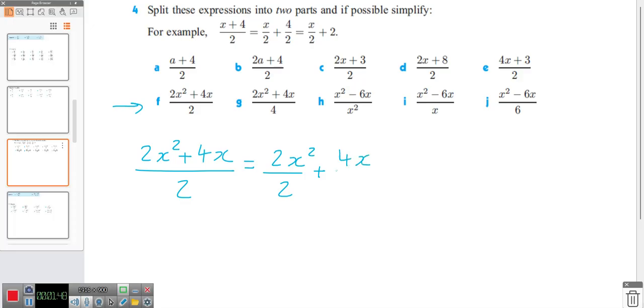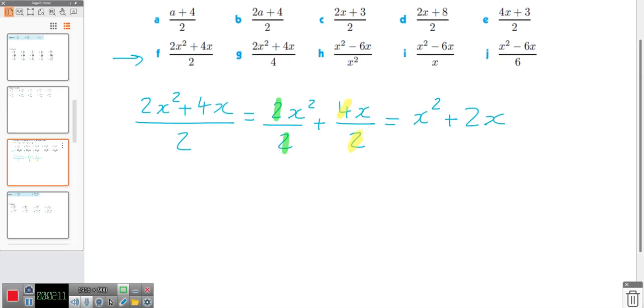The idea here is exactly the same as what you learned previously. So this is going to turn into 2x squared over 2 and 4x over 2. Now what I notice is my 2 could be simplified with this 2, and my 4 right here could be simplified with my 2 right here, which means this ends up in its simplified form being x squared plus 2x. Now the same method could apply to any other question.